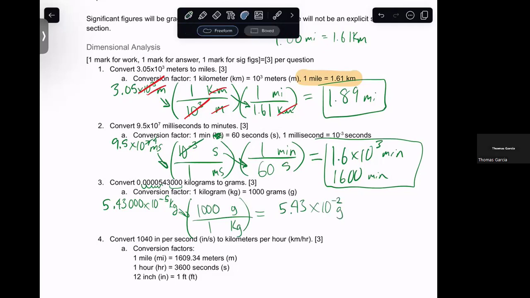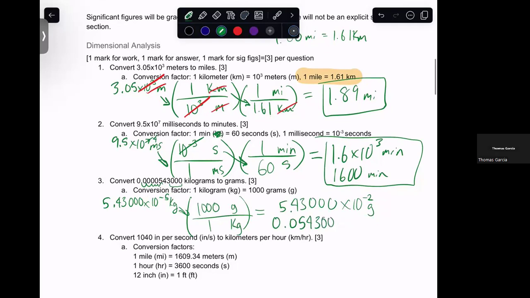And now that would be incorrect actually, because look at me not carrying over my sig figs. We need our 1, 2, 3 zeros. This should be 6 sig figs, or 0.054300 grams. Both these are accurate and significant.